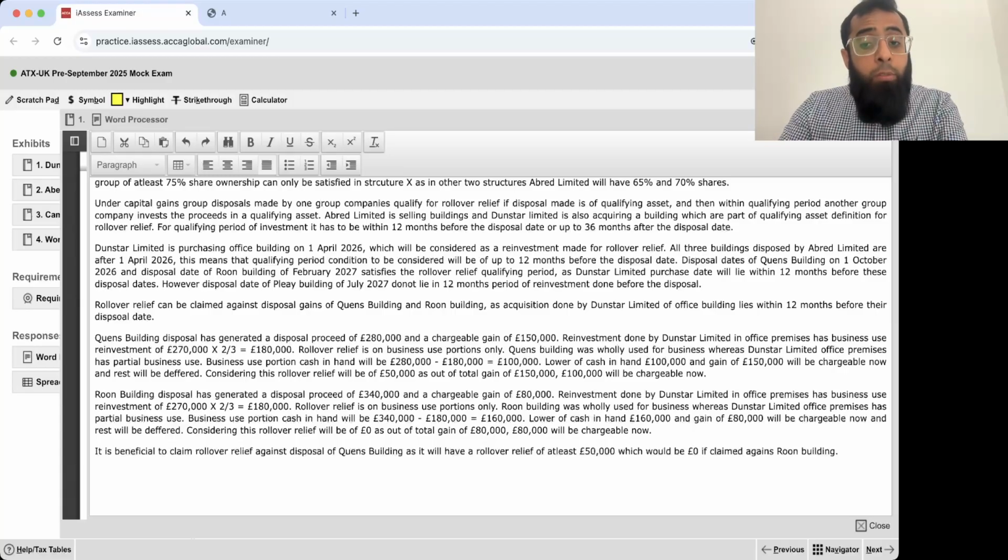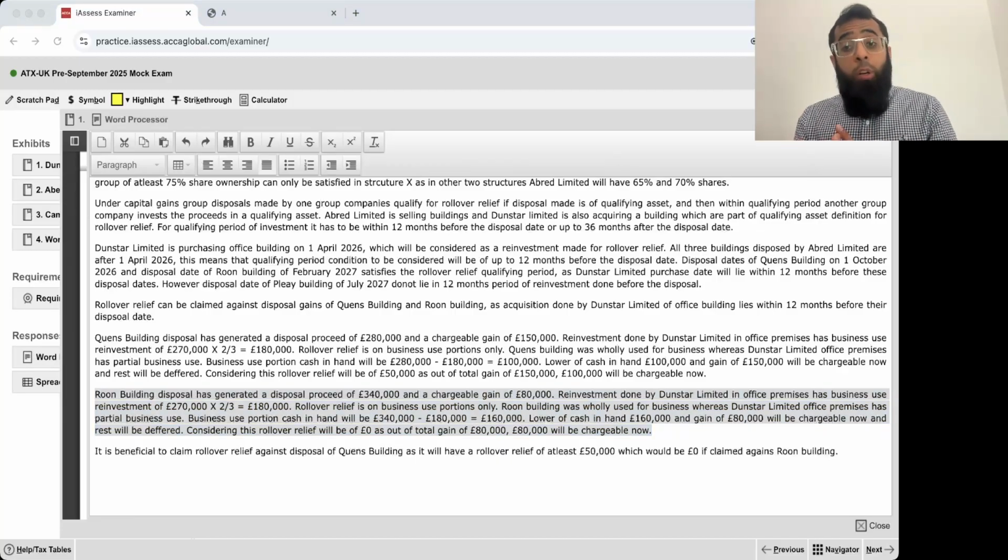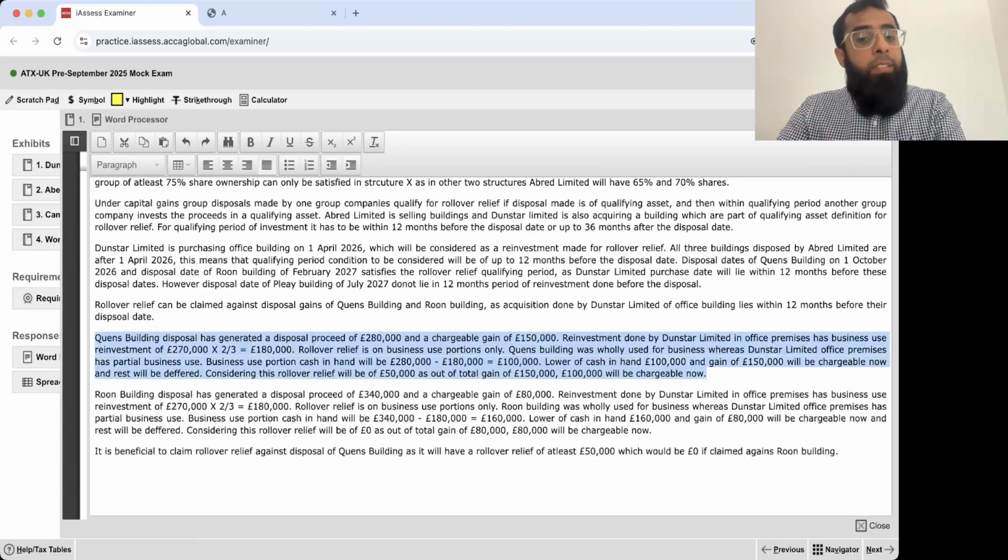Because in Rune building, you have a lot of cash in hand, the whole of the gain will become chargeable now. In Quinn building, since the disposal proceeds are lesser, 100,000 will become chargeable now. That is the cash in hand. Out of the 150,000 gain, 100,000 becomes chargeable now, and 50,000 will be deferred.